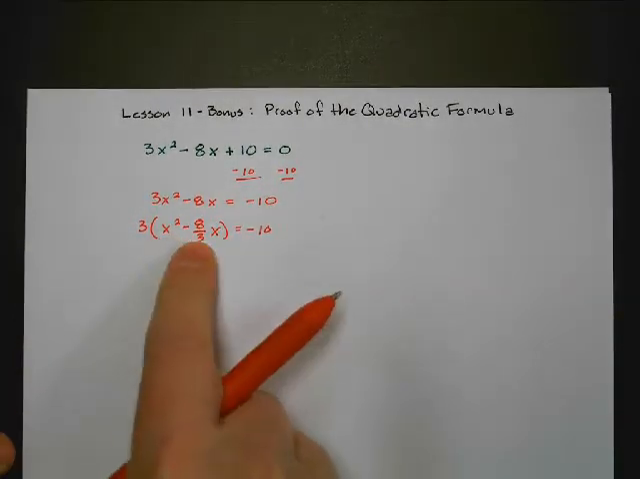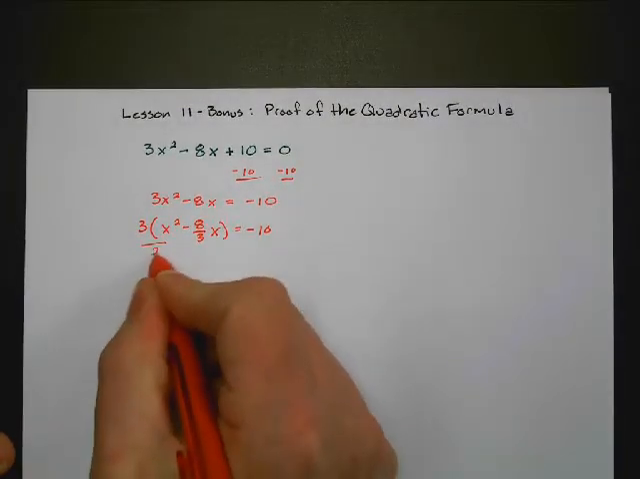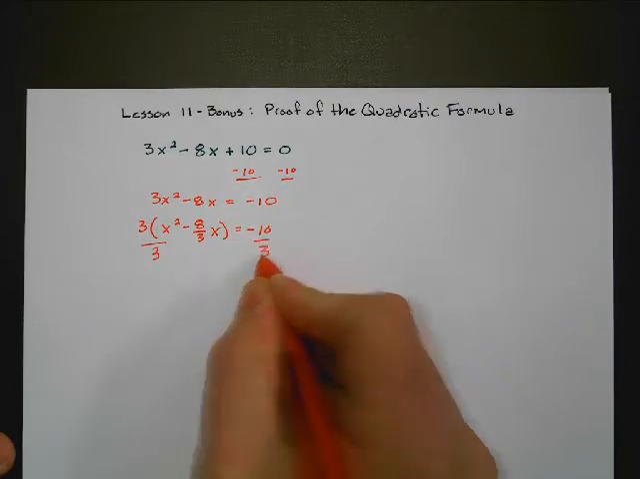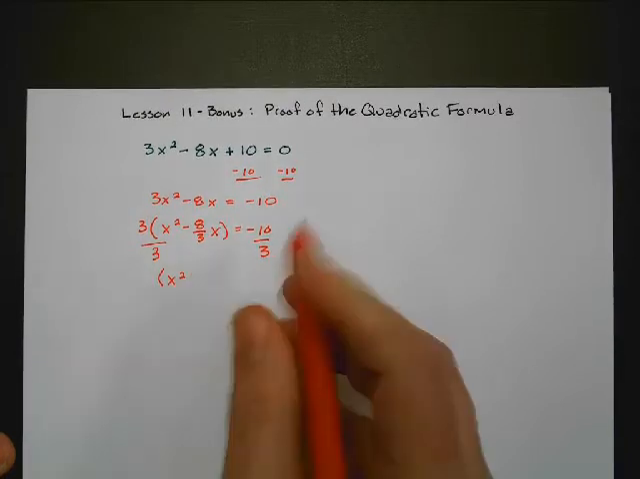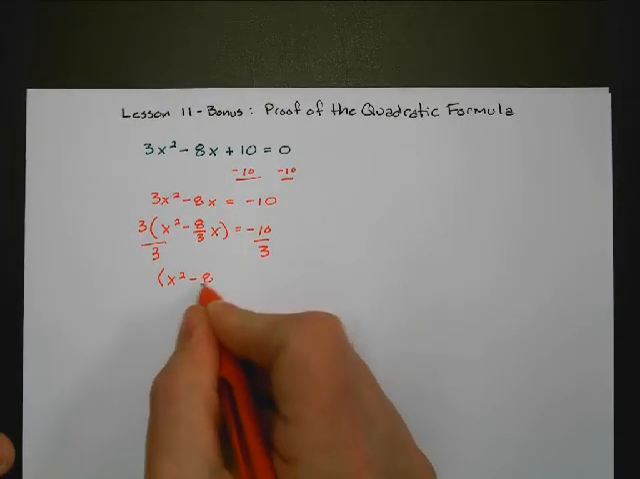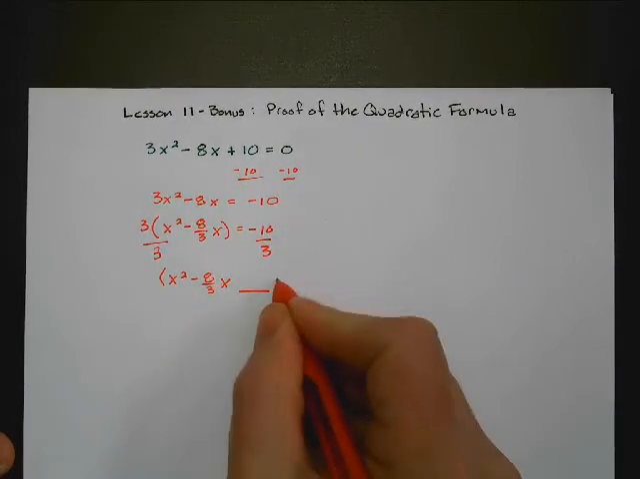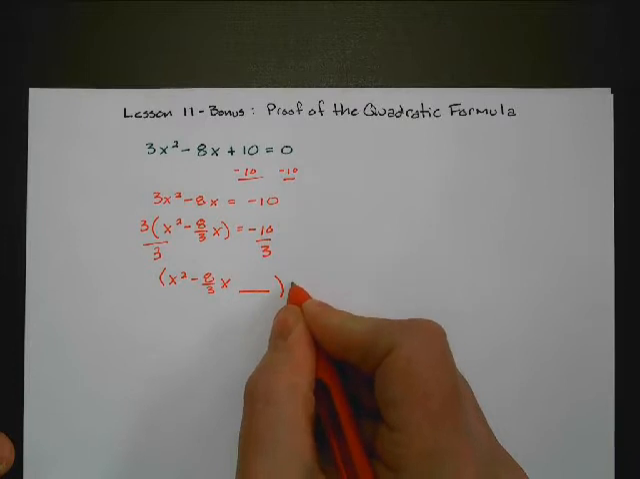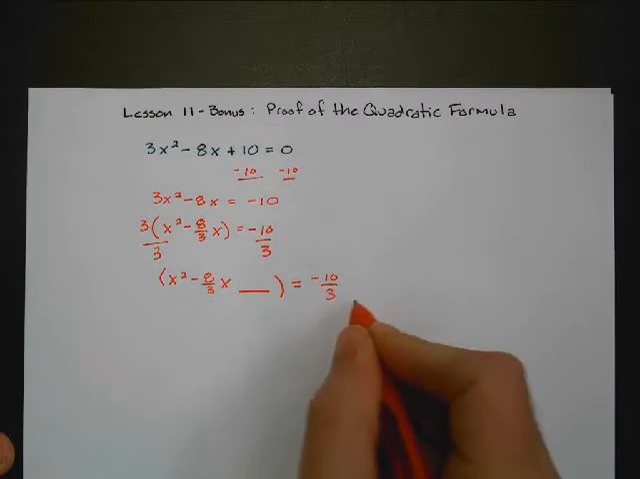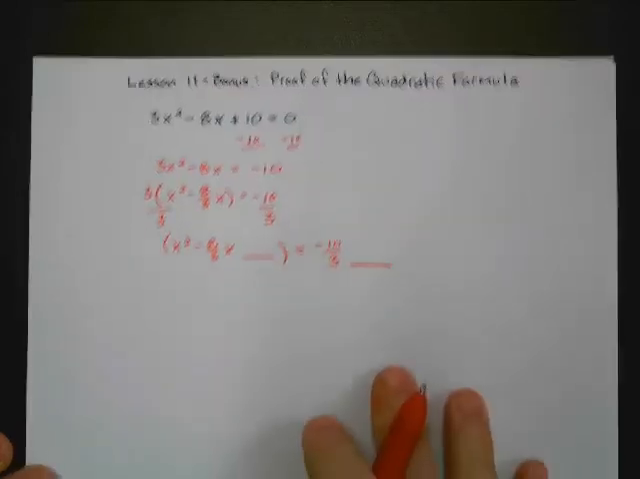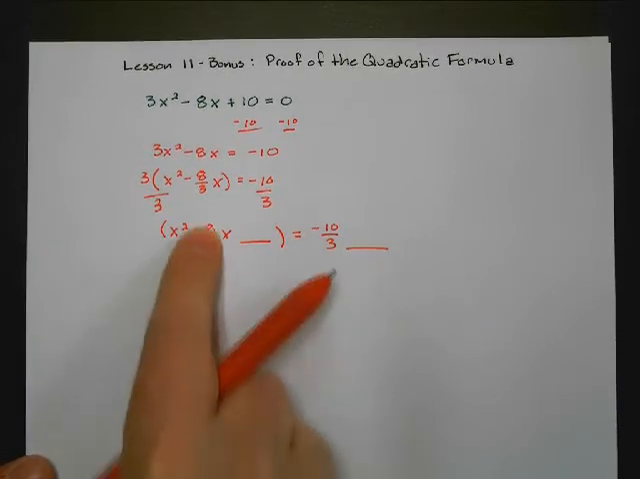All right, now before I complete the square, I'm going to move the 3 to the other side by dividing both sides by 3, so using my division property of equality. And then I've got x squared minus 8 thirds x. I'm going to leave a blank here because I'm going to have to add a number to that side, equals negative 10 thirds. I'm going to leave a little blank there because I'm going to have to add a number to that side. So at this point, we're saying, okay, I've got to complete the square.